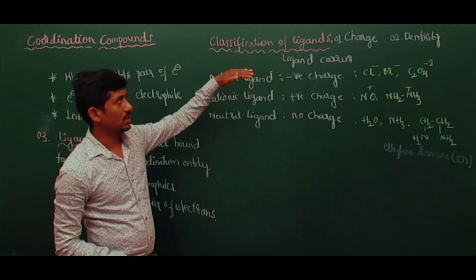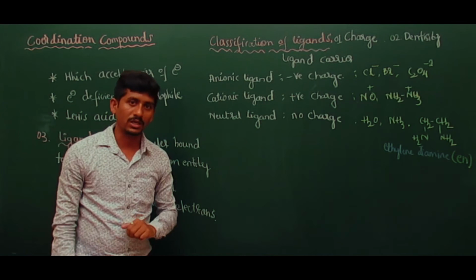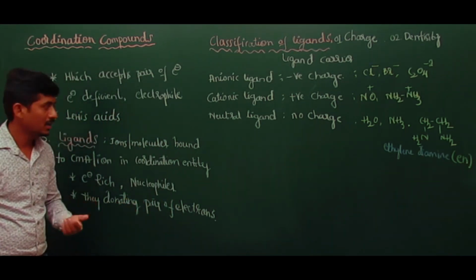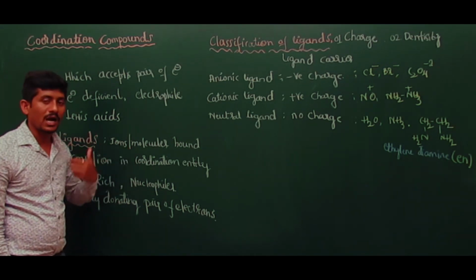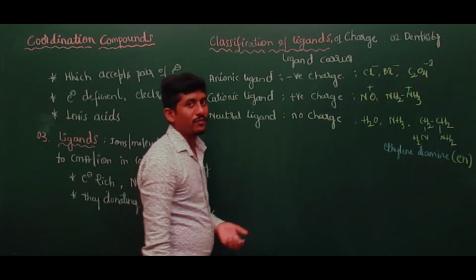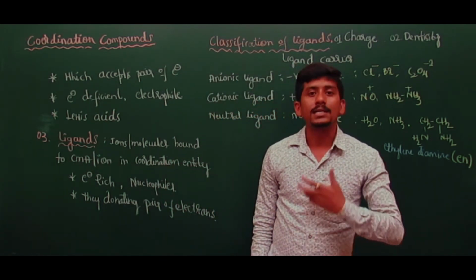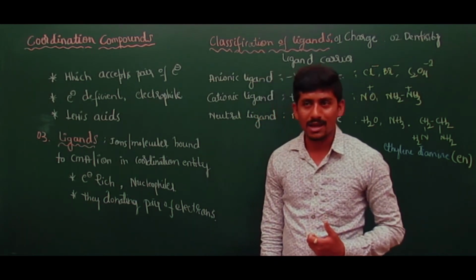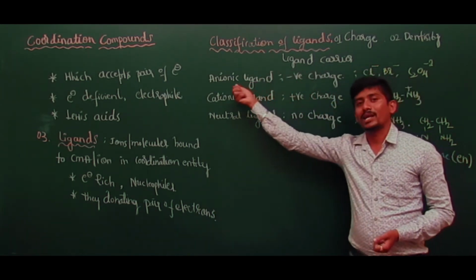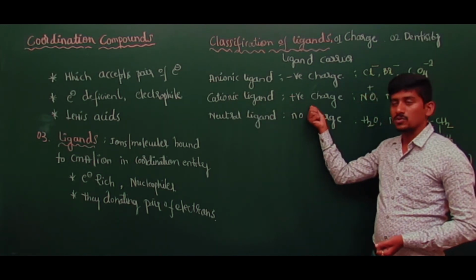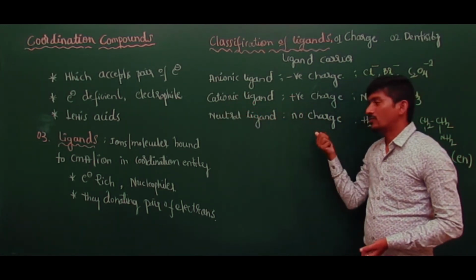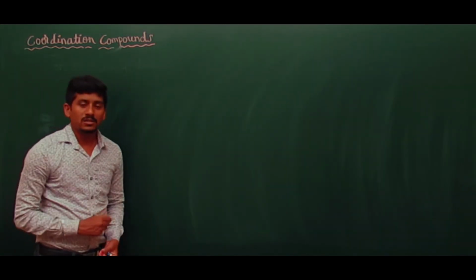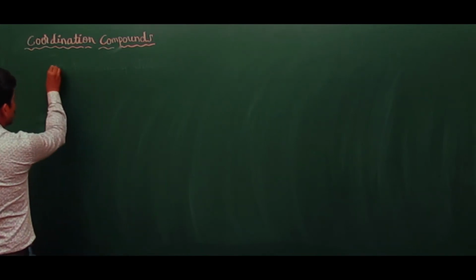Right? To call something a ligand, what must it do? They must donate a pair of electrons. To whom? To the central metal atom or ion. How? By forming a coordinate bond. Where? In the coordination entity. If that ligand carries a negative charge, anionic ligand. If it carries a positive charge, cationic ligand. If it has no charge, neutral ligand. Right? The next type of classification is on the basis of denticity.